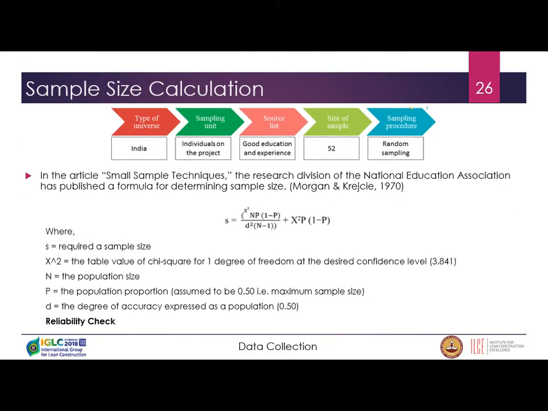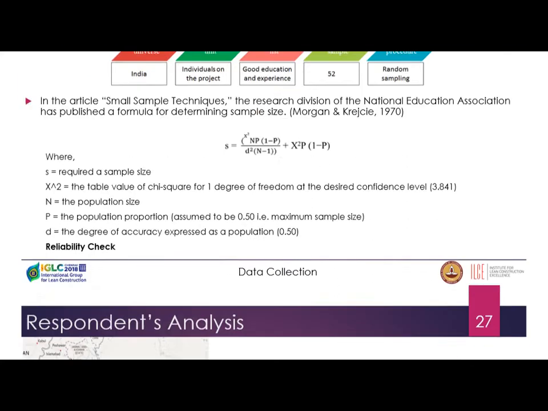The universe was considered as India. The sampling unit was the individuals on the project. The sample size was 52, using random sampling, and it was derived on the basis of the formula given by Morgan for calculating sample size. Once the data was collected, its reliability was checked, and the results were found satisfying.